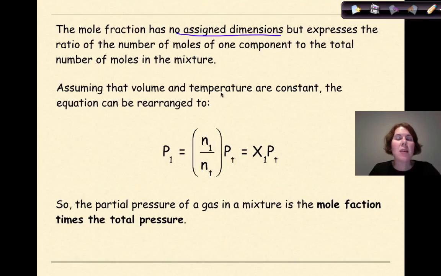Assuming that volume and temperature are constant, the equation can be rearranged to the following. So here's the pressure of the individual gas, which is equal to the moles of the individual gas over total moles times the total pressure. So we can simplify this by just saying X sub 1 times total pressure. So the partial pressure of a gas in a mixture is the mole fraction times total pressure, and we're going to use that now in a couple of our examples.